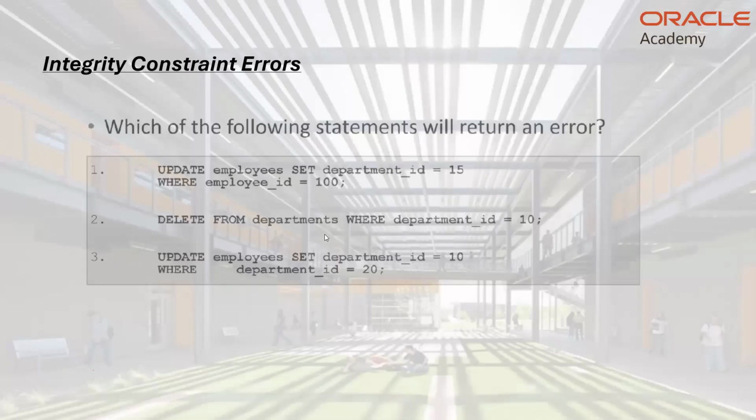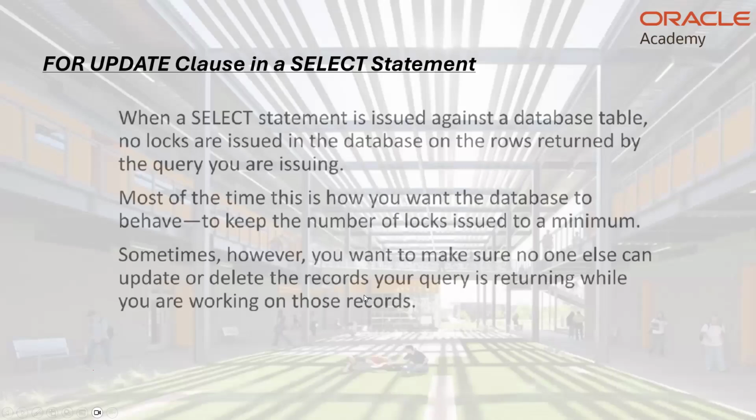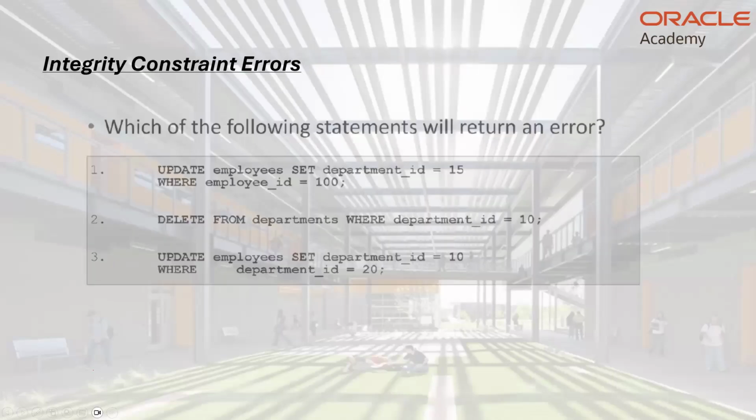I think number 2 to me is problematic. Number 3 is update employees, set department ID equal to 10 where department ID is equal to 20. Those all seem kind of suspicious. All right, since no one's responding, let's see what the magical system says. All right, so number 1 will return an error because department ID 15 doesn't exist.